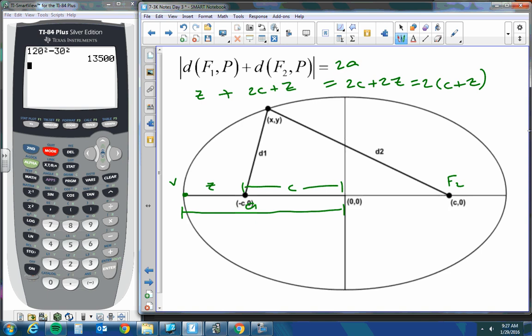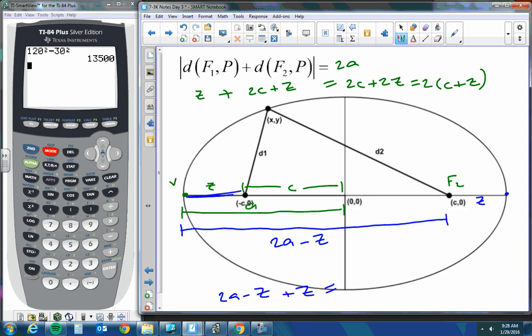By the way, a little nicer way to get there is when I ask for this distance to this focus, the way you could express it is that, first of all, all the way across from vertex to vertex is 2A. So it's 2A minus Z. You see that that's another way to express that same thing? Then if you do that distance, 2A minus Z, plus the other distance, which was just Z, it works out to 2A, obviously, that way too.